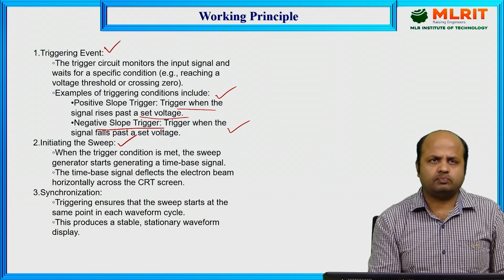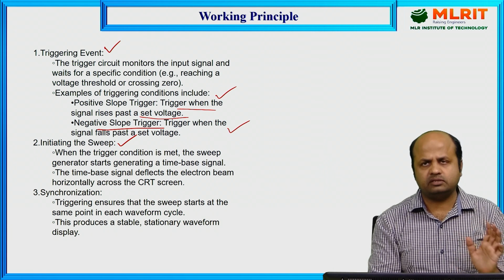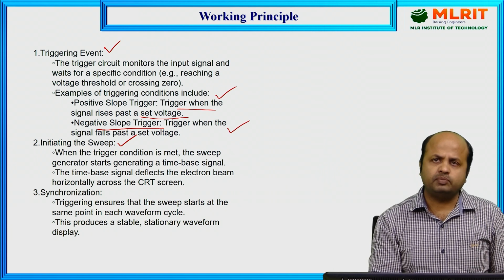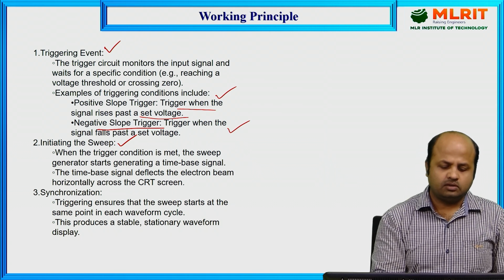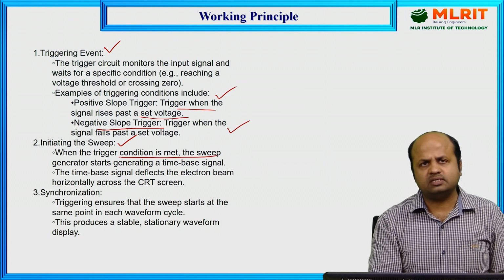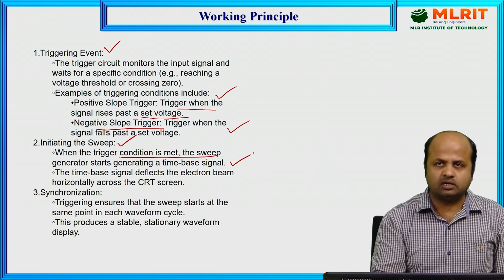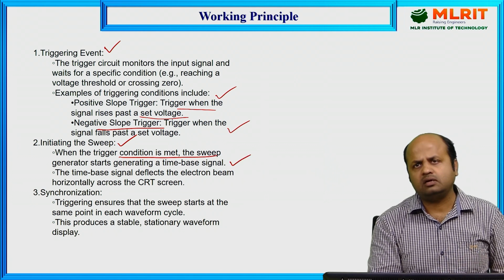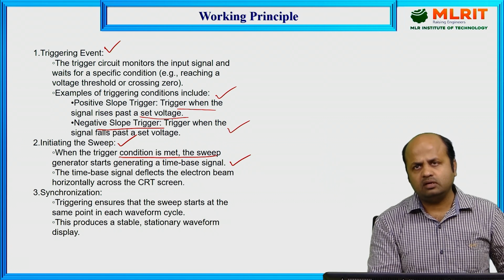Initiating the sweep. When the trigger condition is met, for triggered sweep CRO, it is very important to meet the triggering condition. Once the triggering condition is met, the sweep generator starts generating a time-based signal. And this sweep generator will deflect the electron beam in the x direction.